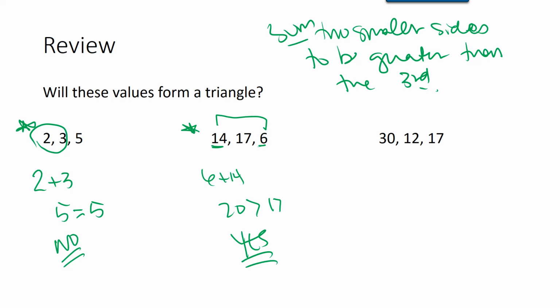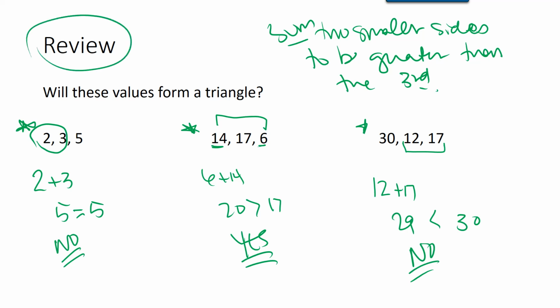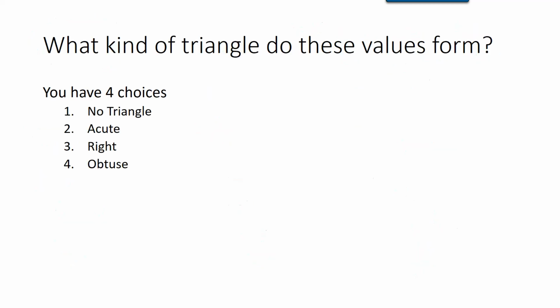Last one over here, we have 30, 12, and 17. Well, 12 and 17 are our 2 smaller sides, so we're going to add them together. We get 29. 29 is not greater than 30. It's less than 30, so these do not make a triangle. Okay? So again, this is important because this is going to be the first thing we check in our problems today. We want to make sure that they make a triangle first, because if they don't make a triangle, there's no point in trying to classify it. There's no point in doing the work because they didn't make a triangle in the first place. So the first thing we want to do is check and make sure they make a triangle, that the sum of the 2 smaller sides is greater than the third.